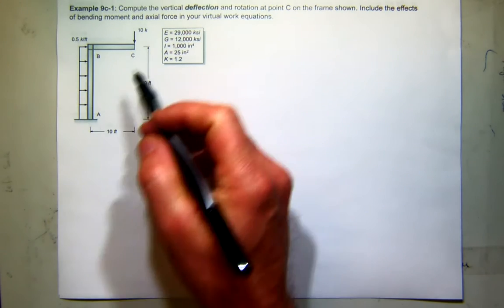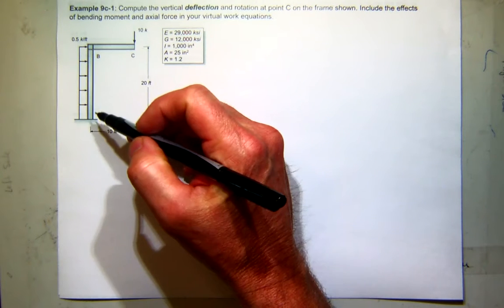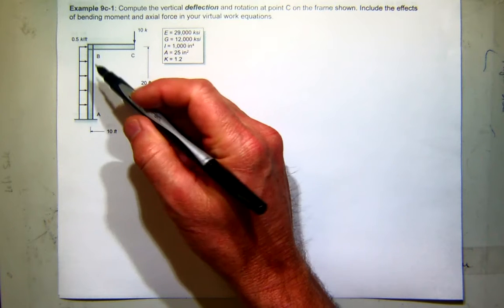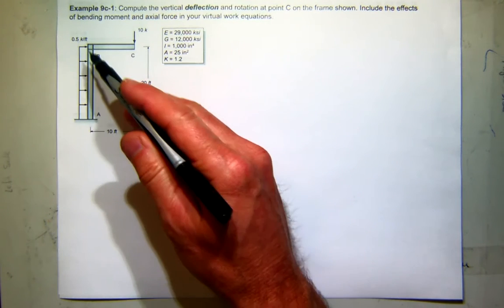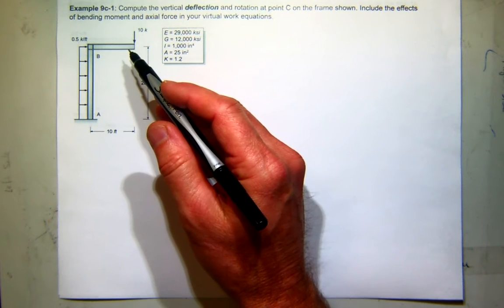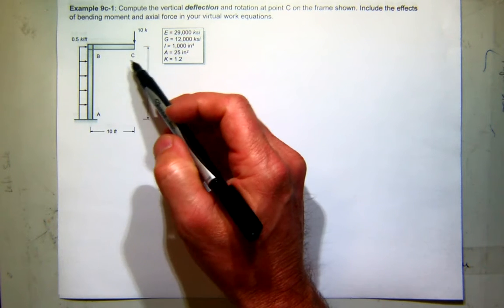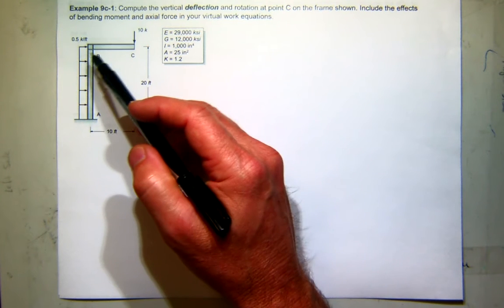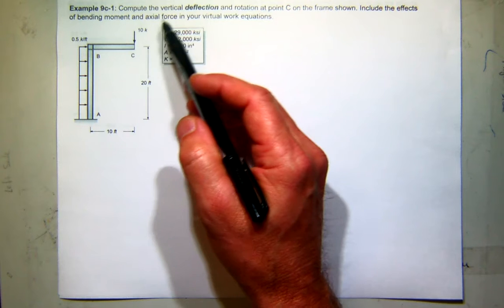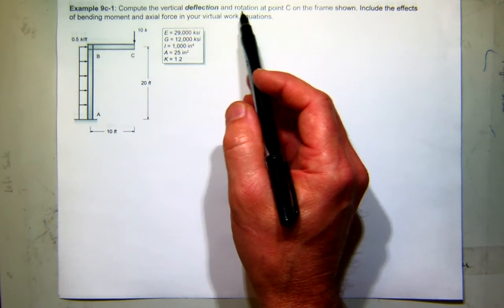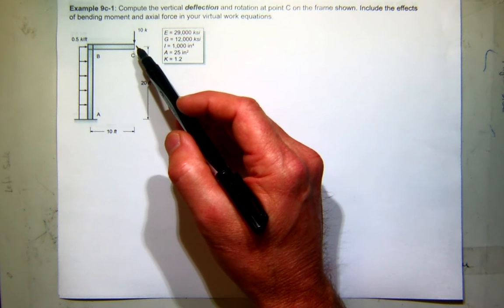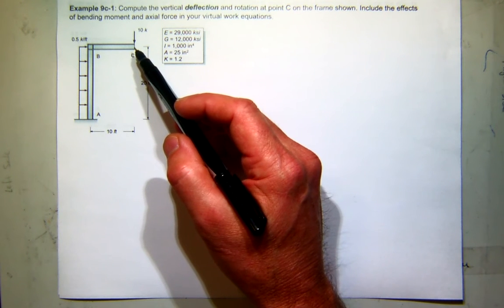Alright, so here's a problem, a frame problem. This is kind of a neat frame because you'll notice it's only got two elements, so we'll not have a lot of work to do. It's got a fixed connection here at A, it's free here at C, and this is a rigid connection at B. And we want to find the vertical displacement and rotation at C. I don't know if I'll have time to do the rotation, but we'll definitely do the displacement.